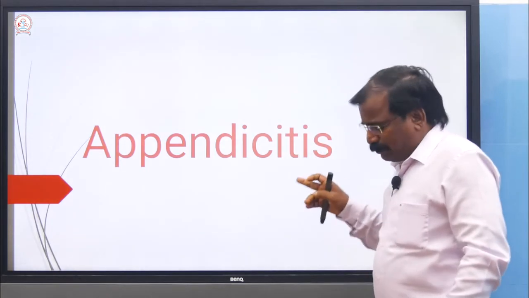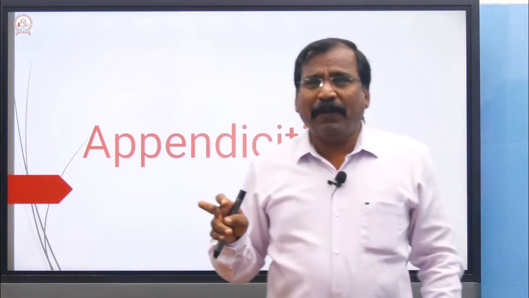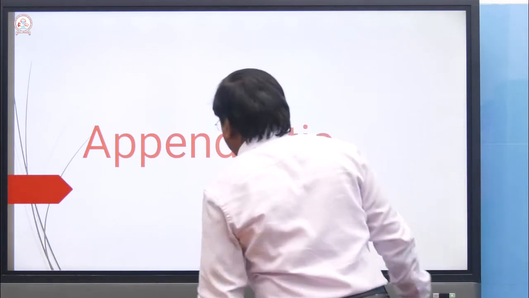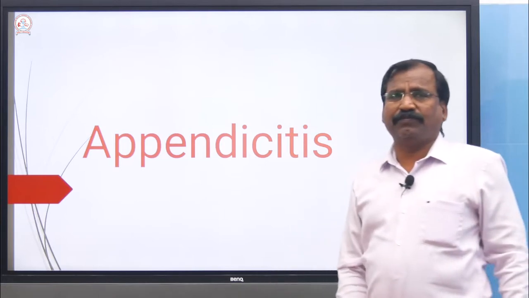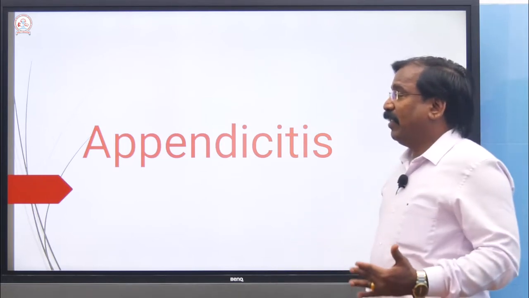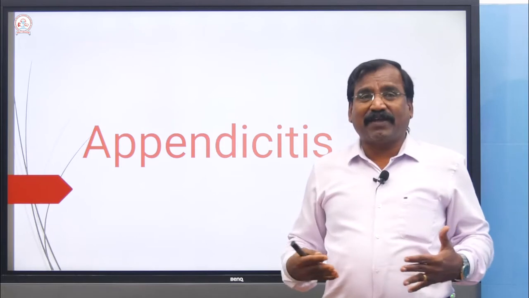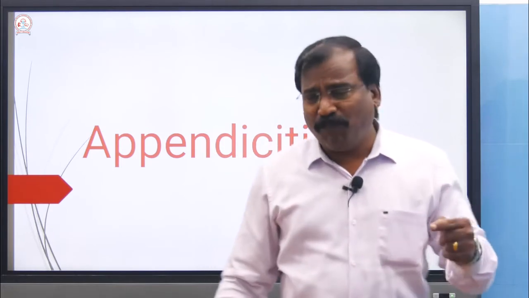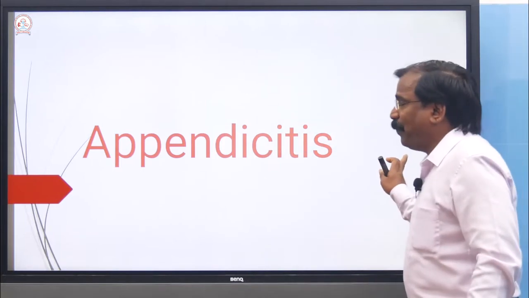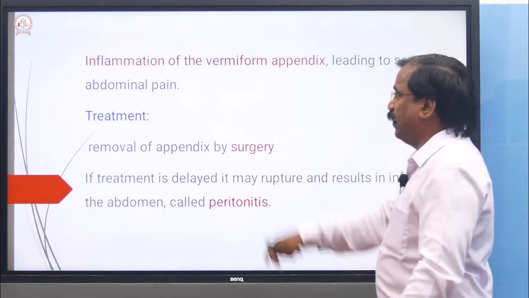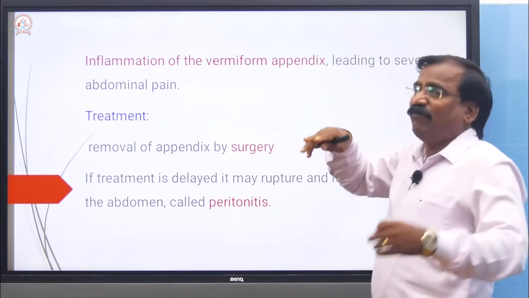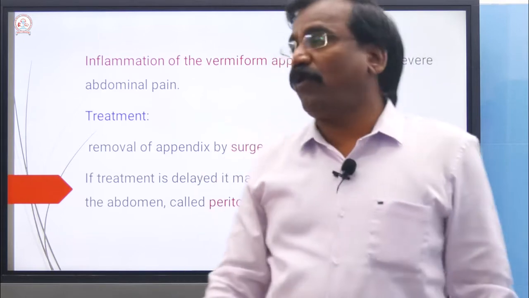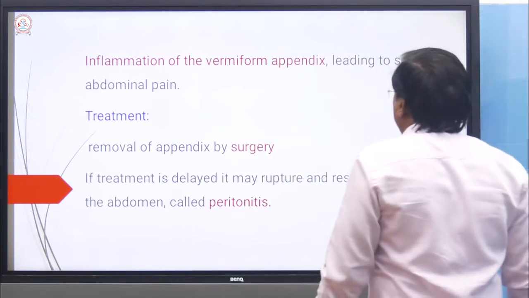Fine. The next disorder is appendicitis. Itis, inflammation in the appendix, that is called appendicitis. Hereafter don't say appendix. The appendix is a vermiform, small, wormlike structure in the wall of the gut. The inflammation in the appendix is called appendicitis. Itis, inflammation. Listen, inflammation of the vermiform appendix is called appendicitis.